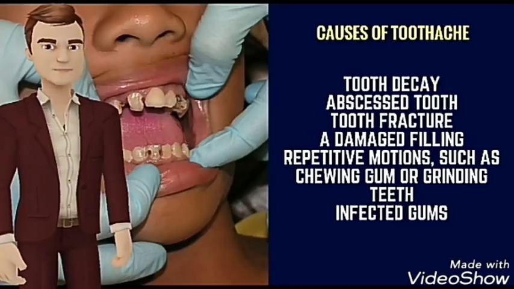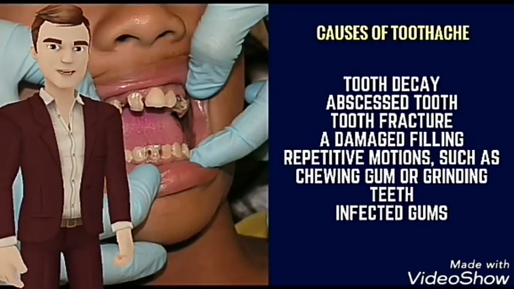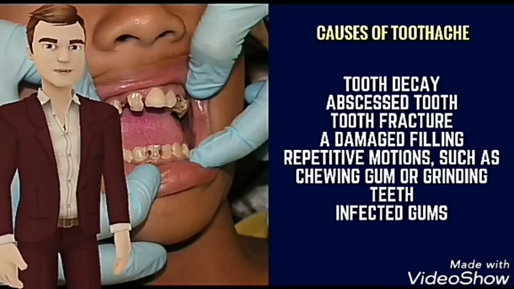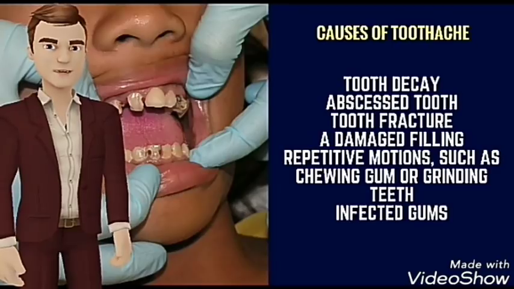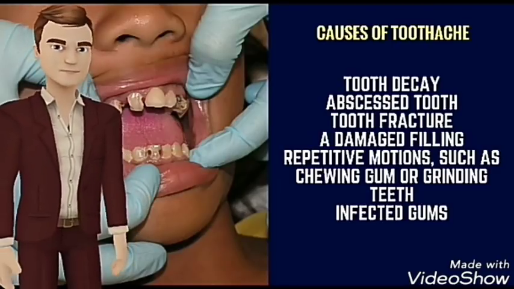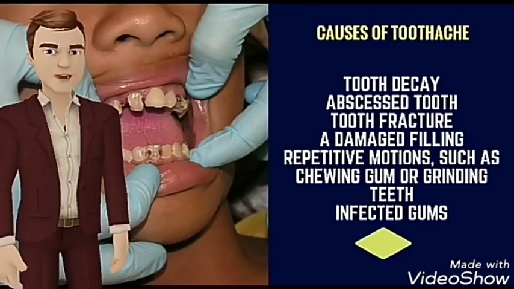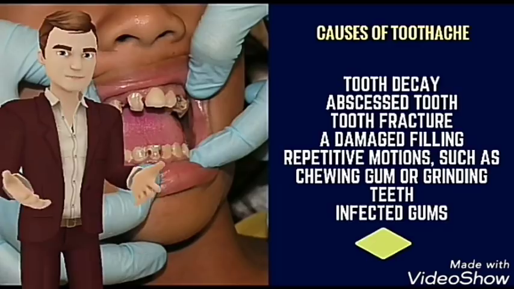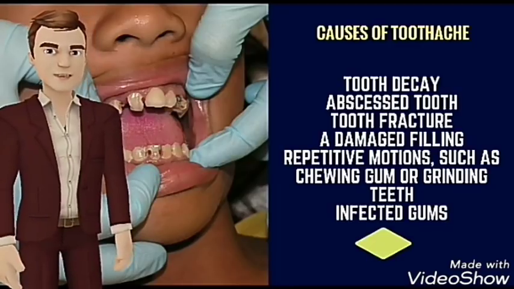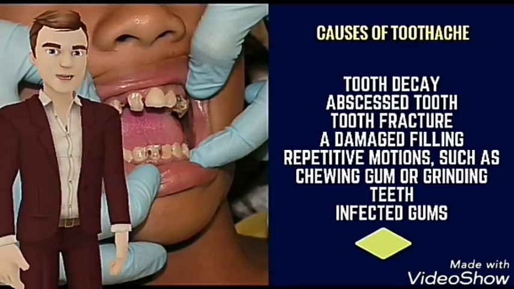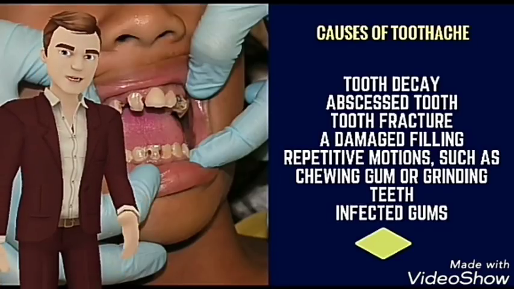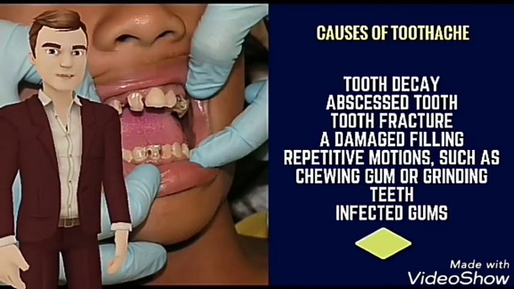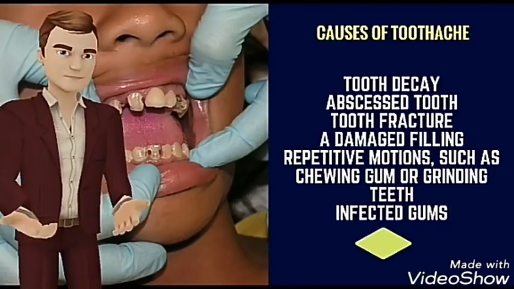What exactly are the causes of toothache? Toothaches have many different causes, of which many can be prevented with regular dental care. If you get a toothache, you will probably have to treat the cause sooner or later with a visit to the doctor. We may actually wonder what exactly causes toothache and swollen gum. It can be tooth decay, abscessed tooth, tooth fracture, a damaged filling, chewing gum, eating too many candies, consuming too many sugary substances, and an infected gum.